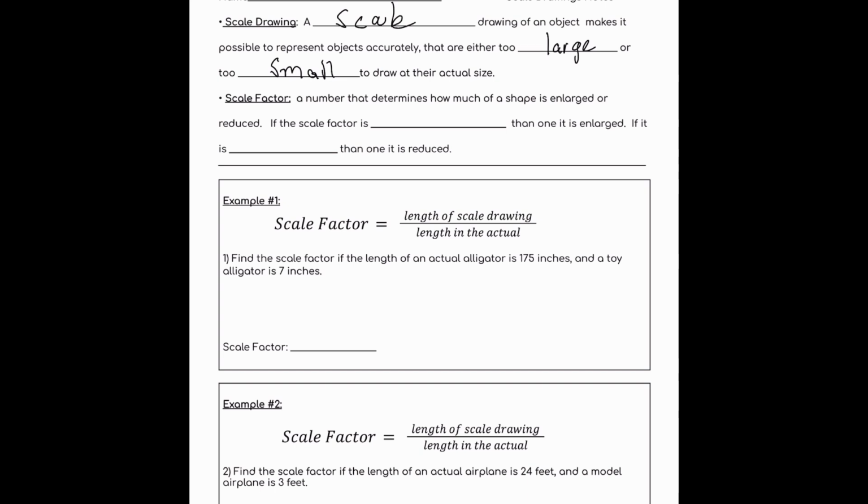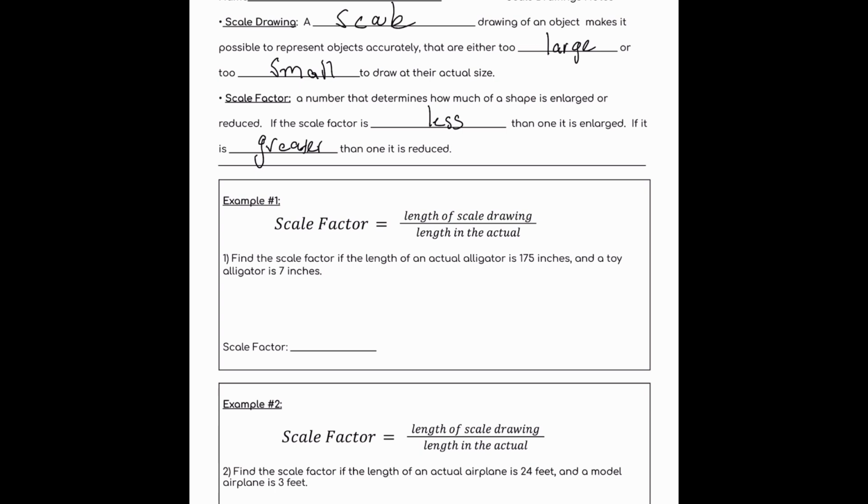A scale factor is a number that determines how much a shape is enlarged or reduced. If the scale factor is less than 1, it is reduced. If it is greater than 1, it is enlarged. So you can see in example 1, we have scale factor equals length of scale drawing over the length in the actual.